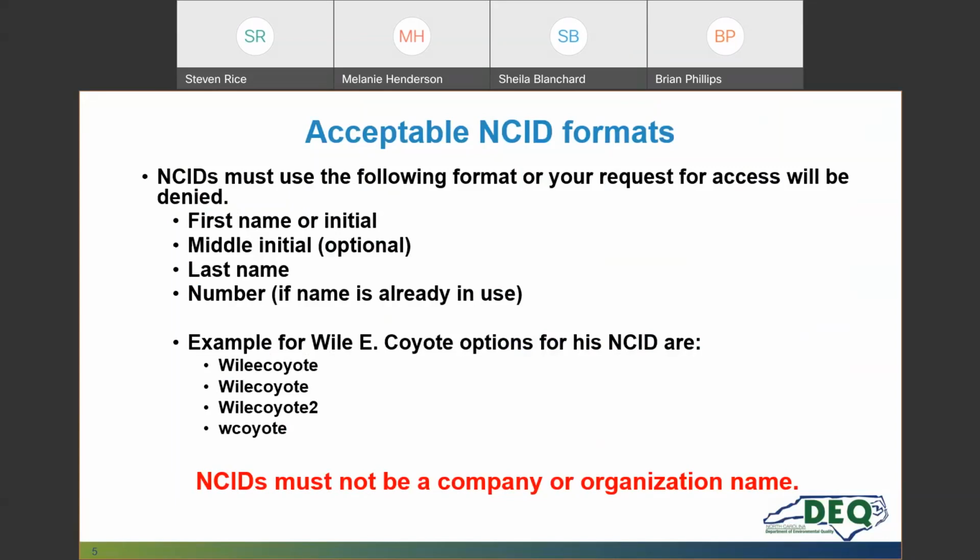Also, NCIDs must not be a company or organization name. The NCID is a direct link to the individual that's applying for the NCID, so the NCID is a unique name for the individual, not for the company or the organization.